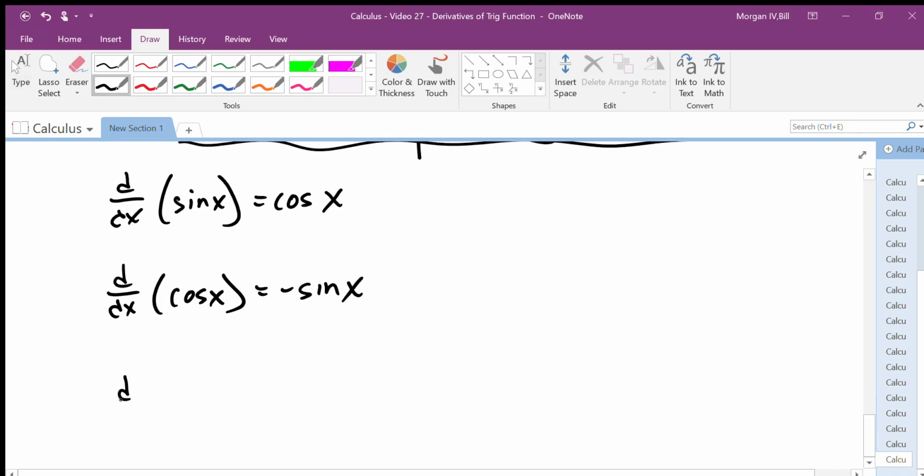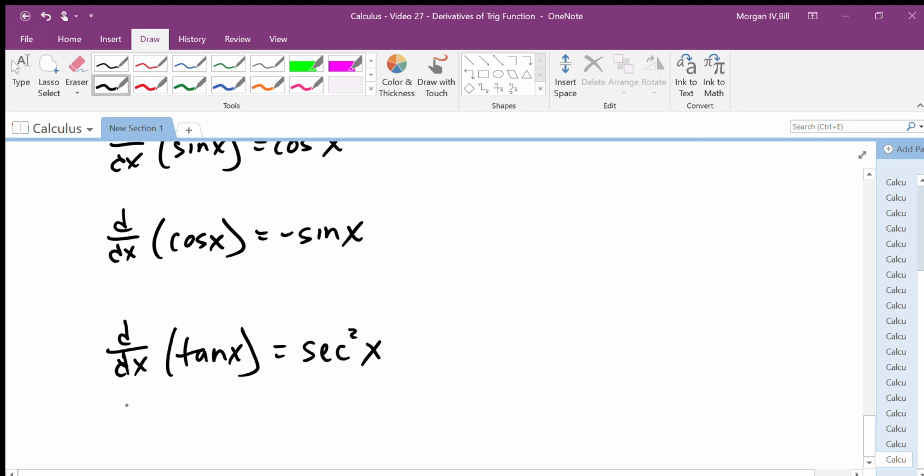The derivative of tangent of x is secant squared of x. The derivative of cotangent of x is negative cosecant squared of x. Let me pause as you write these down.